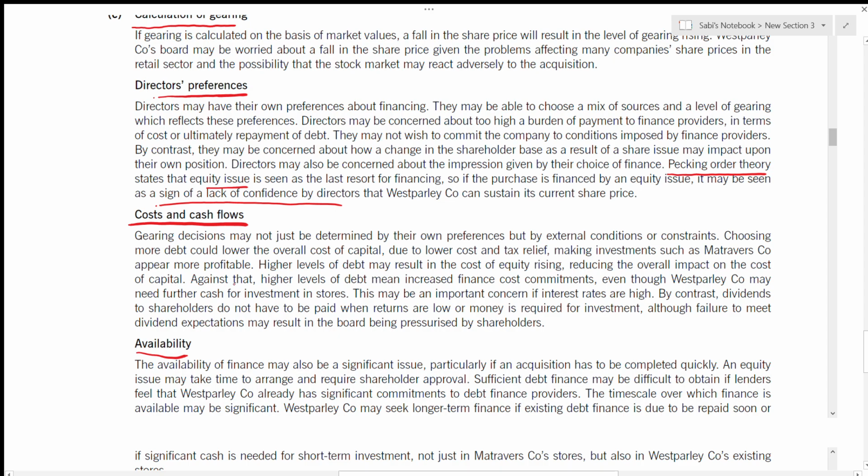Against that, higher levels of debt means increased finance cost commitments, right? Even though debt is increasing, still you have to pay interest, higher interest also. Westphal may need further cash for investment in stores, and this may be an important concern if interest rates are high. By contrast, dividends to shareholders do not have to be paid. Interest has to be paid irrespective of what your company's performance is, but dividends you can avoid paying when returns are low or money is required for investment, although failure to meet dividend expectations may result in the board being pressurized by shareholders.